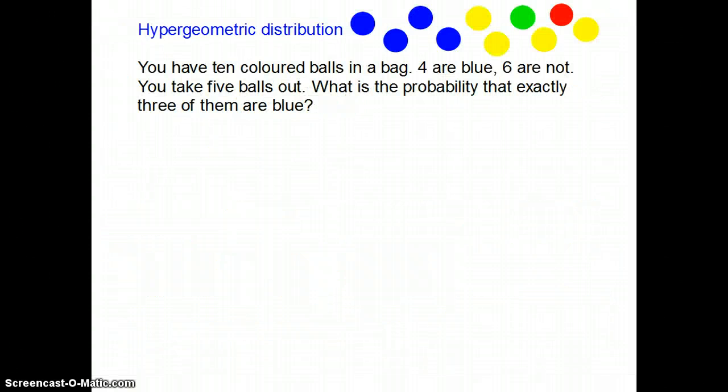So we're going to start with a typical problem. Now we have 10 coloured balls in a bag. 4 are blue, 6 are not. You take 5 balls out. What's the probability that exactly 3 of them are blue?